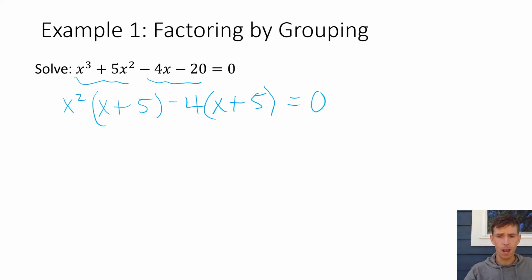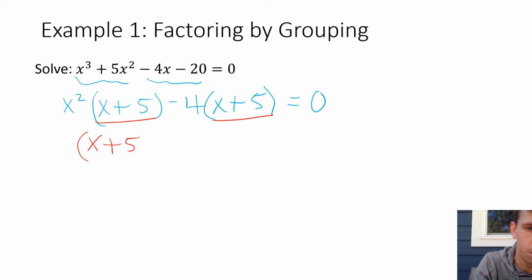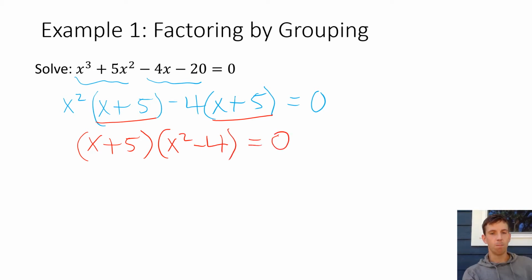Cool. And so now we notice that we have two matching terms here. We have those x plus 5s from each. What you are doing here is pulling out a common factor of x plus 5. So I can rewrite this as x plus 5 times x squared minus 4. Both of those terms are being multiplied by x plus 5, so we can pull that out front, very similarly to how we pulled out an x squared, or a negative 4. From there, we just have to finish factoring it.